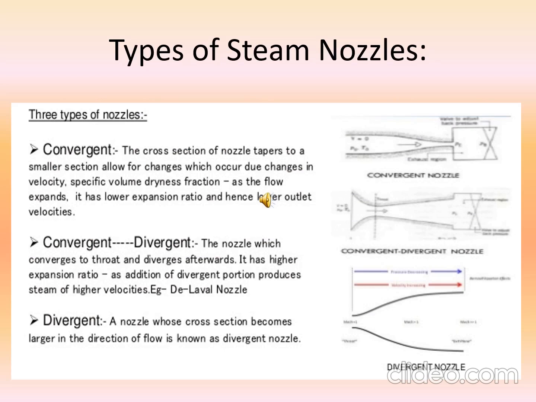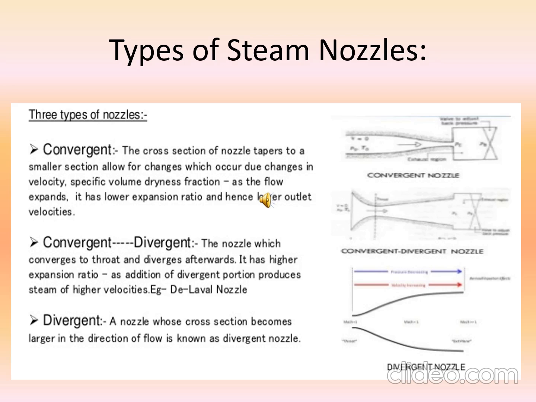Then we will discuss the types of nozzle. How many types of nozzles are there? There are three types: convergent nozzle, divergent nozzle, and convergent-divergent nozzle. First of all, what is a convergent nozzle? In the convergent nozzle, the cross-sectional area decreases continuously from its entrance to exit. That is called a convergent nozzle.